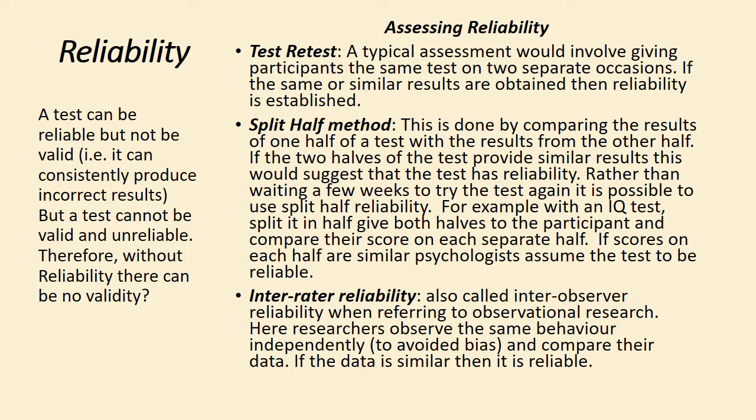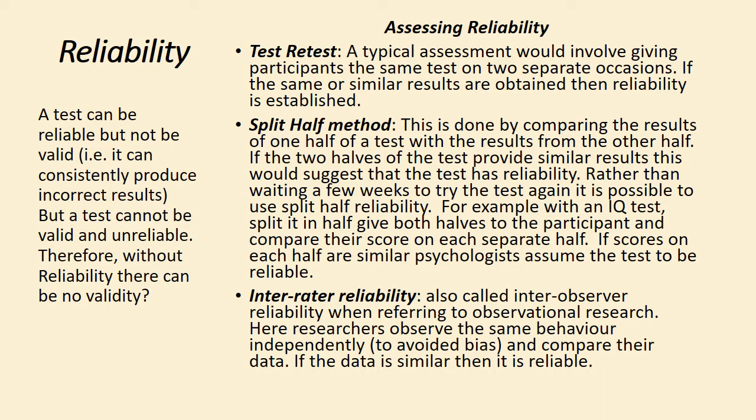The final key term to do with reliability often occurs in observational research, which is inter-rater reliability. When you've got two people rating the same behavior, are they rating it in a consistent way? If you're looking at, say, aggressive behavior in children, one researcher says, oh, look, those kids are being really aggressive, but the other one says, it's just a bit of rough and tumble play, that's not aggression, that's fun. Then that needs to be established, and that's called inter-rater reliability. And it's also important to establish it to avoid bias, which can affect the validity.